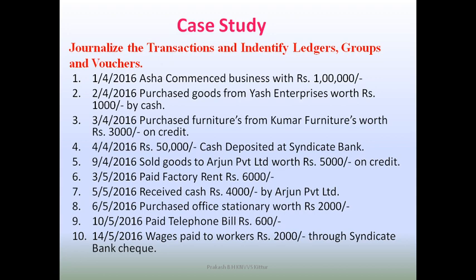Ninth transaction, 10/5/2016, paid telephone bills Rs 600. Tenth transaction, 14/5/2016, wages paid to workers Rs 2,000 through Syndicate Bank cheque. So these are the 10 transactions they have given. You have to journalize the transactions, identify the ledgers, groups and vouchers, and enter them in tabular format. Let us begin.